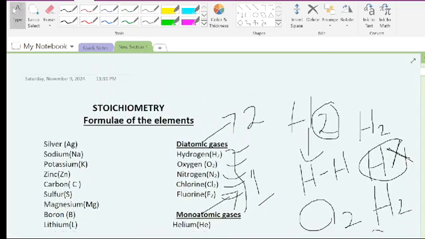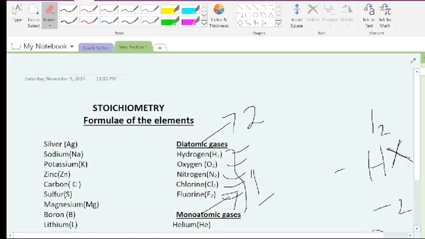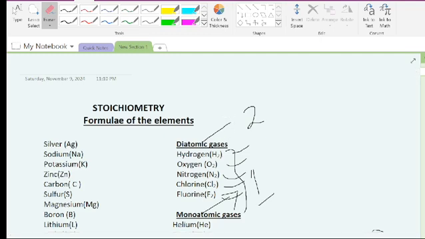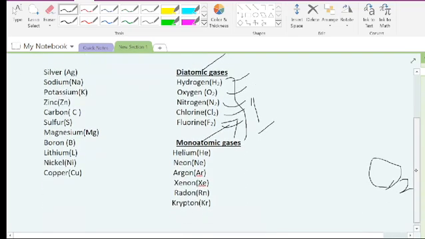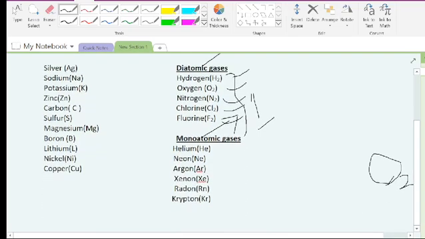So now we are going to understand what monoatomic means. As we know, monoatomic means the single atom. Those gases which comprise a single atom include helium, neon, argon, xenon, radon, krypton. They are the elements of group 8.